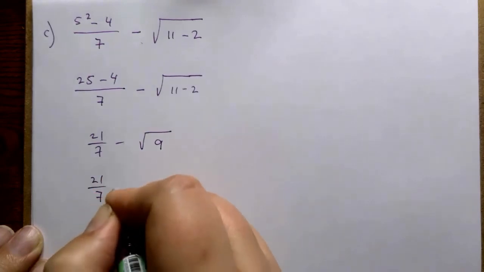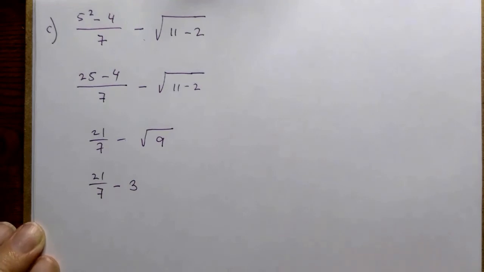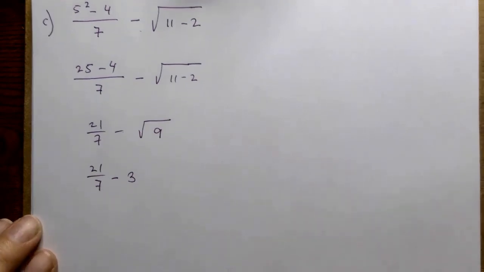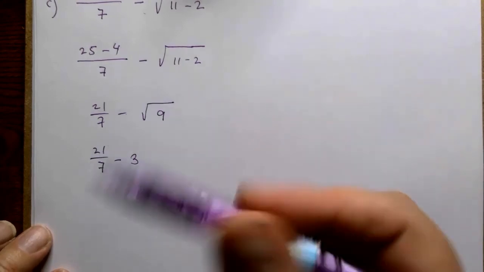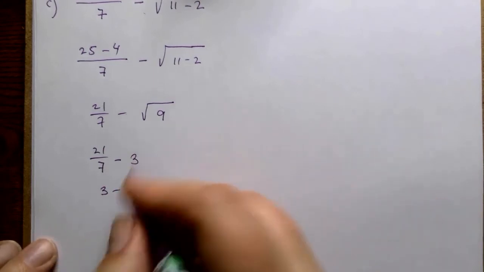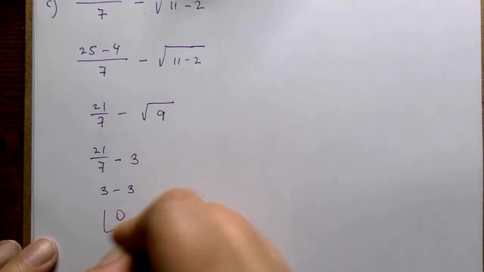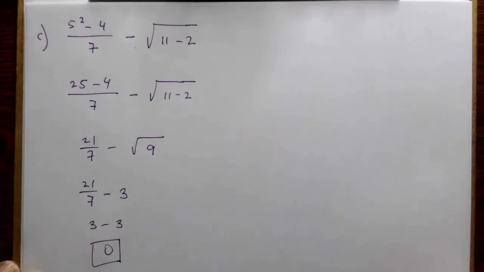21 over 7 minus the square root of 9, which is 3. And then next on our priority list is division and multiplication. So we're going to do 21 over 7. And then finally subtraction. So 0 is our answer. So that's how you would approach this problem.